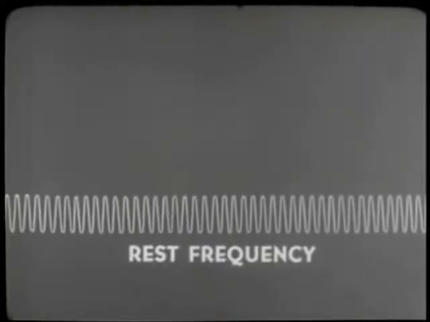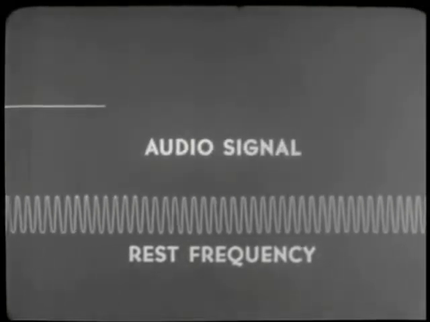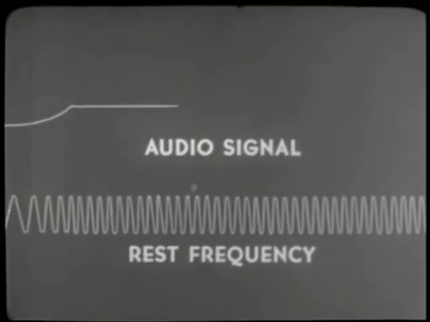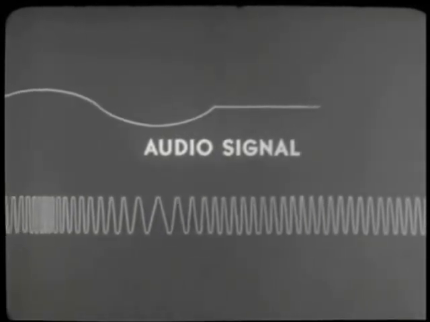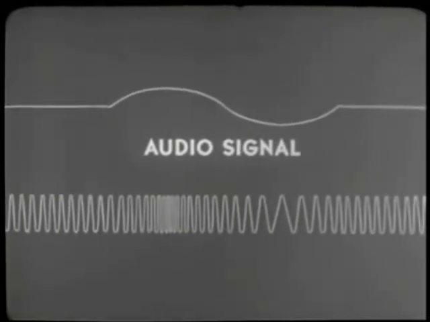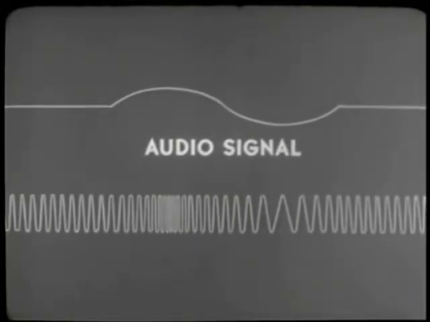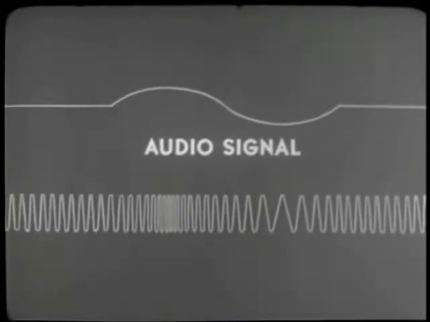Let's see what happens when an audio signal is applied, starting with the negative half cycle. For this illustration, the negative half cycle causes the carrier to drop below its rest frequency, as evidenced by the wider spaced waves. When the positive half cycle of the audio signal is added, it causes the carrier to rise above its rest frequency, as evidenced by the narrow space waves. This is an audio signal of one complete cycle with a corresponding frequency modulated RF wave underneath it.